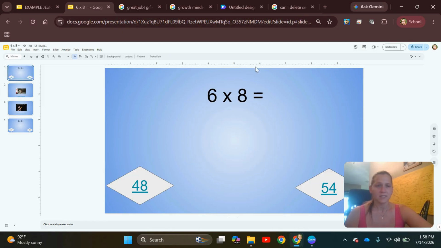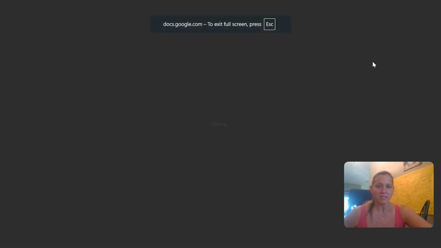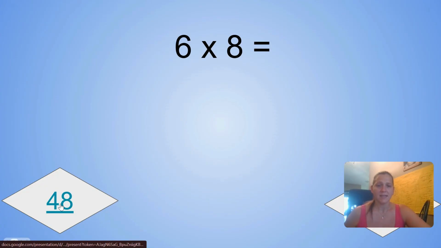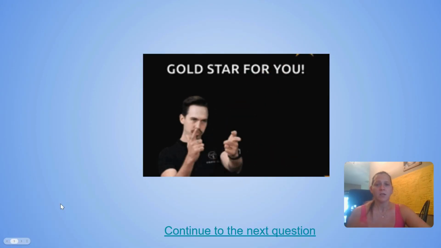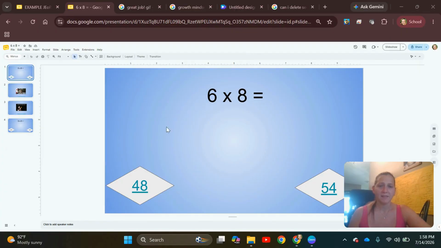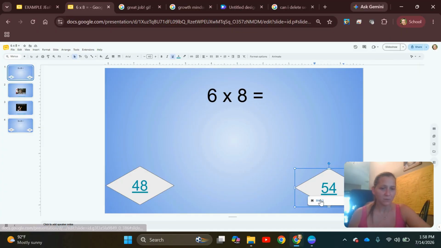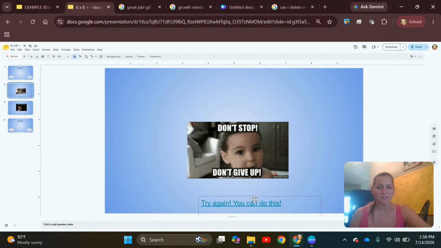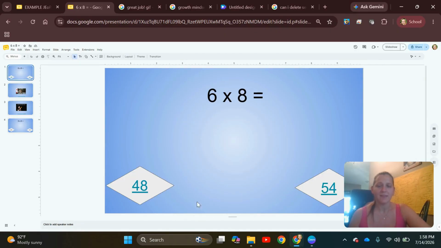So let's go ahead and try it out and see if it works. 6 times 8. If they say 48, you are correct. You get a gold star. Continue to the next question. And if they say it is 54, they will get the don't stop, don't give up, try again, and they will get the same question again to try again.